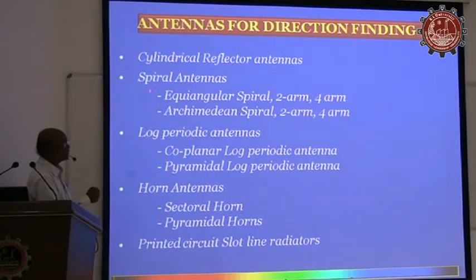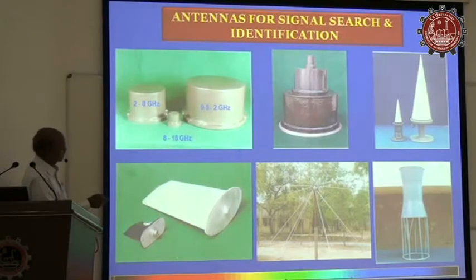Then these spiral antennas, I already told, these are the widely used antennas for direction finding. Again, log periodic antennas. Then horn antennas, both sectoral horn, pyramidal horn, printed circuit slot radiators. This is what we call the Vivaldi antenna. Depending upon the curvature, how we are flaring the aperture, we call it a linearly tapered slot antenna. If it is exponential taper, that antenna we call a Vivaldi antenna. So these are some of the antennas we have designed for the EW application or omnidirectional application.